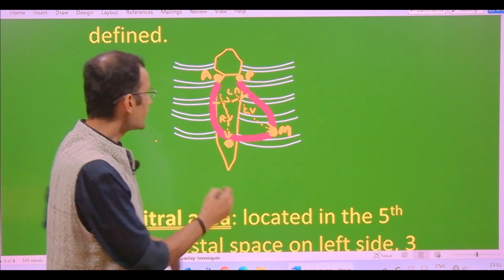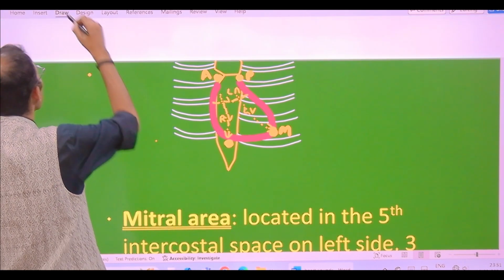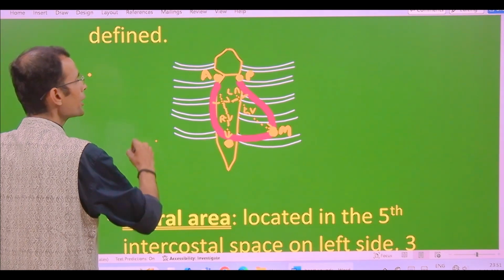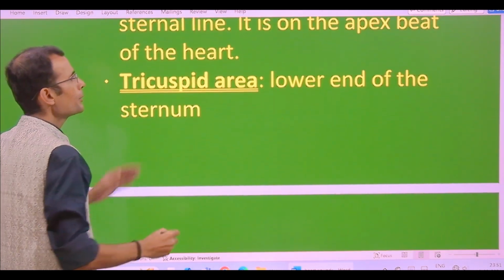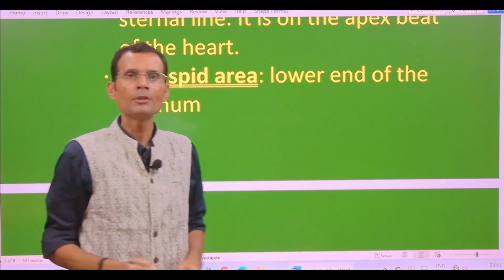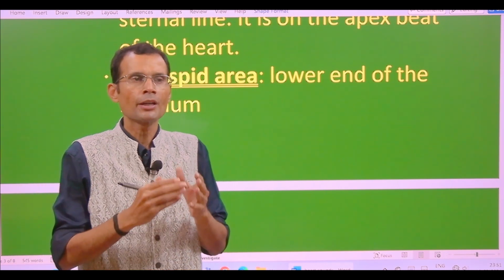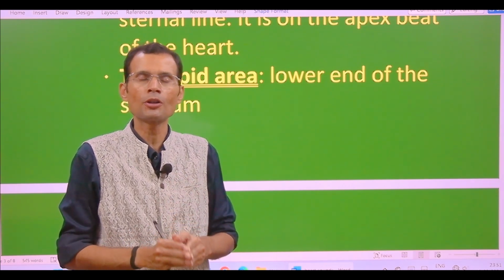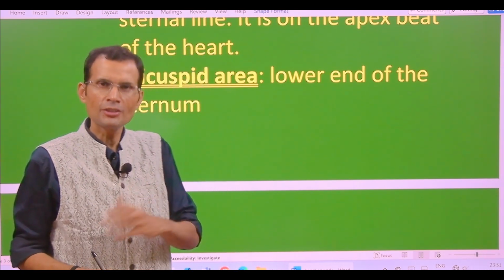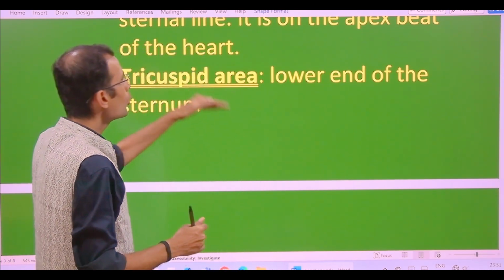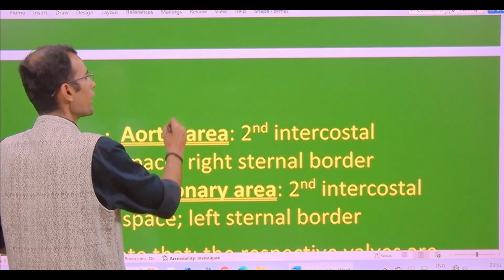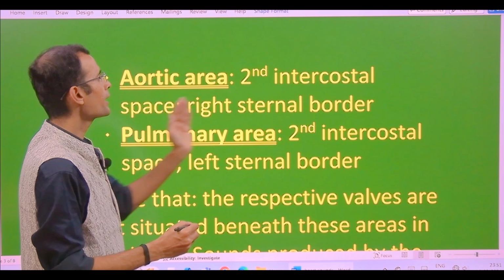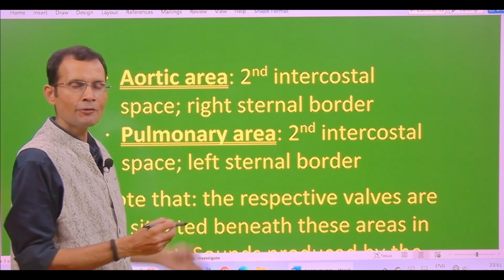And let's see where these areas are located. Mitral area, we said just now, over the apex beat. Tricuspid area, lower end of the sternum. Some clinicians would say it is in the fourth intercostal space and slightly toward the left of the sternal border. That's okay, but generally accepted as the lower end of the sternum. Aortic area, second space, right sternal border. Pulmonary area, second space, left sternal border.